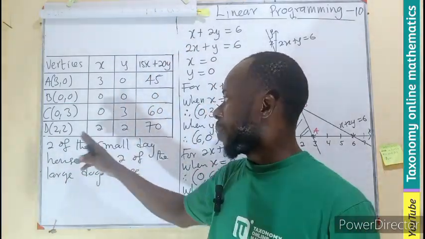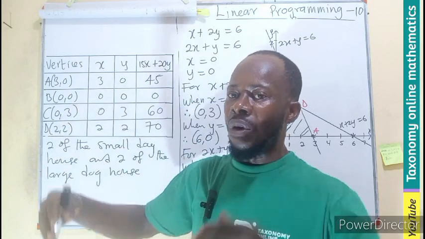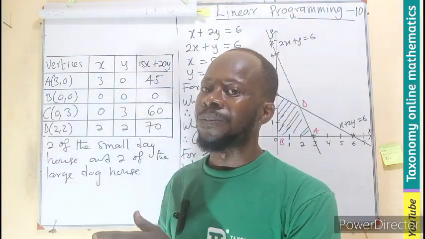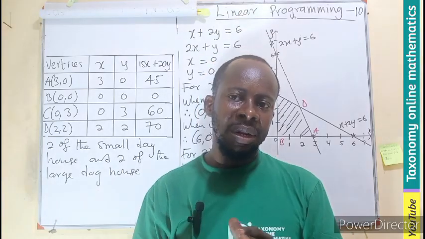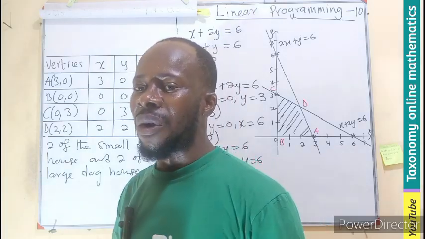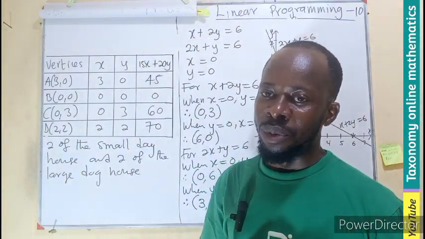So the maximum point will help us to identify the number of the x and the number of the y to build in this question. I believe with this tutorial so far, you can get a little understanding of linear programming in word problems.